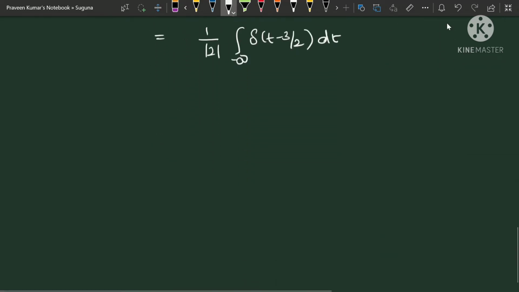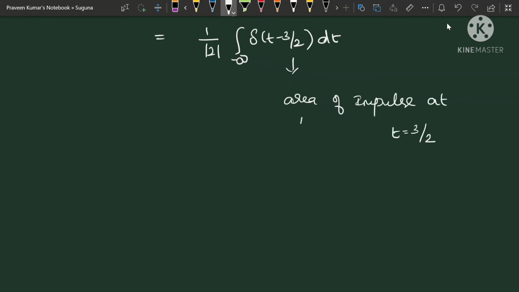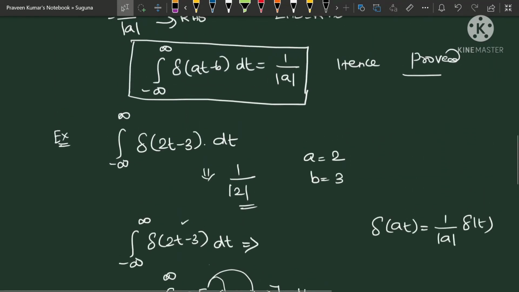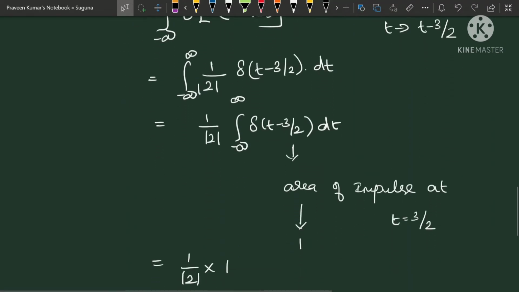Right? And what is this? This is the area of the impulse at t is equal to 3 by 2. What is the value of the area of the impulse, which is equal to 1 as we saw earlier? So this equation becomes 1 by modulus of 2 into 1, which is equal to 1 by modulus of 2. This is your answer. Understood? So if you know that expression directly, you can do it directly. If you don't remember, you must know the scaling property, and using that property you can solve this directly.